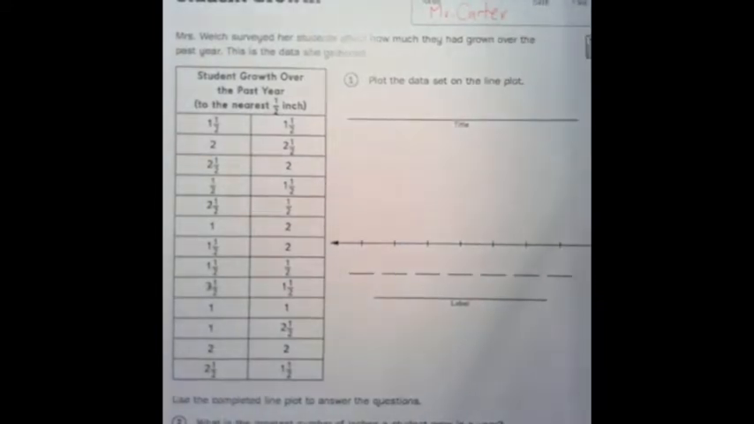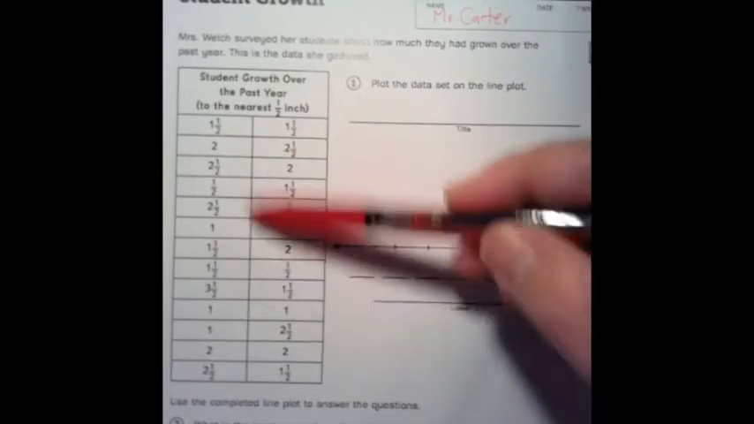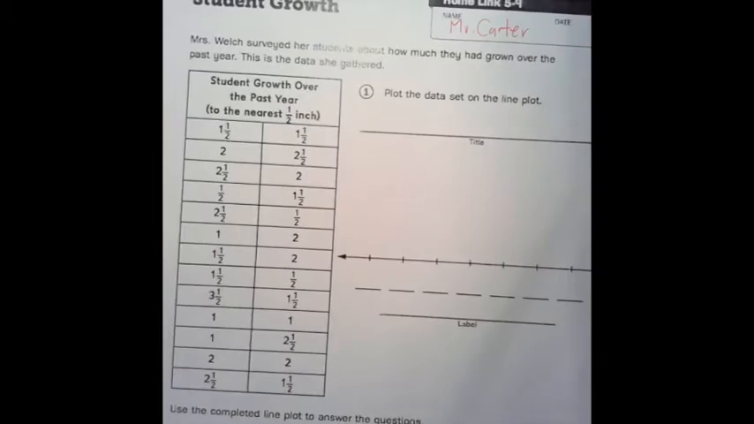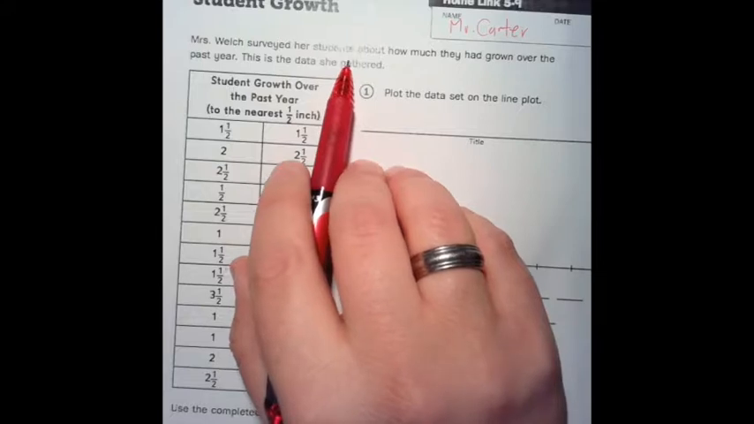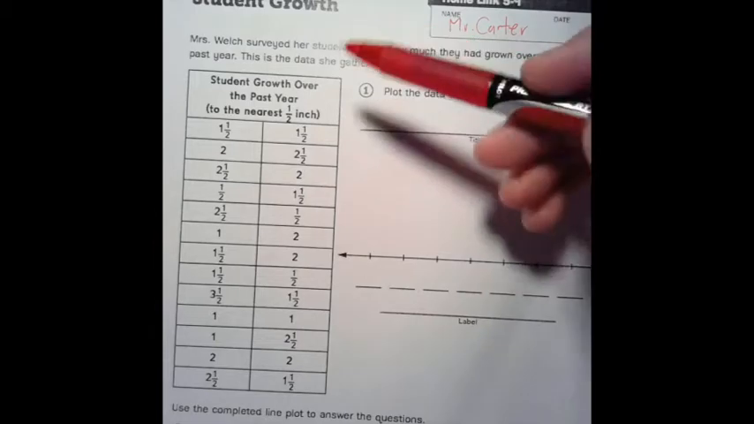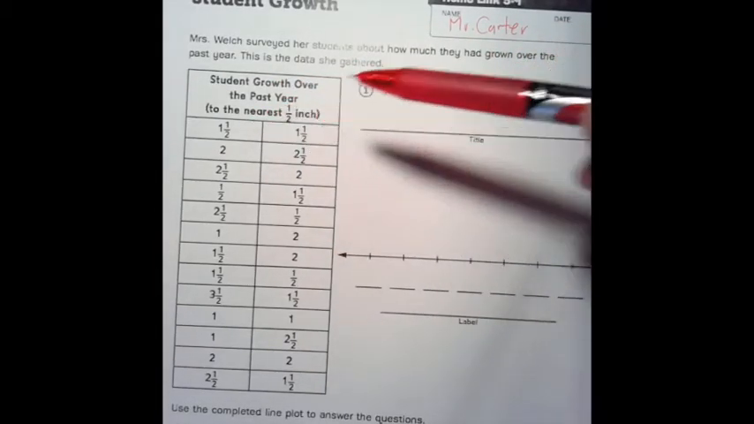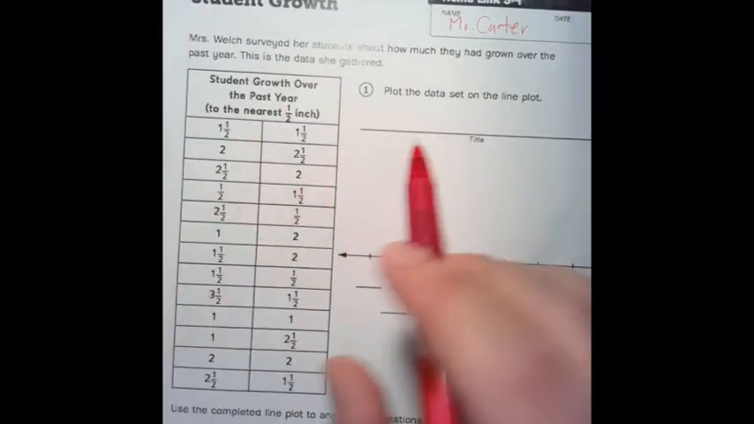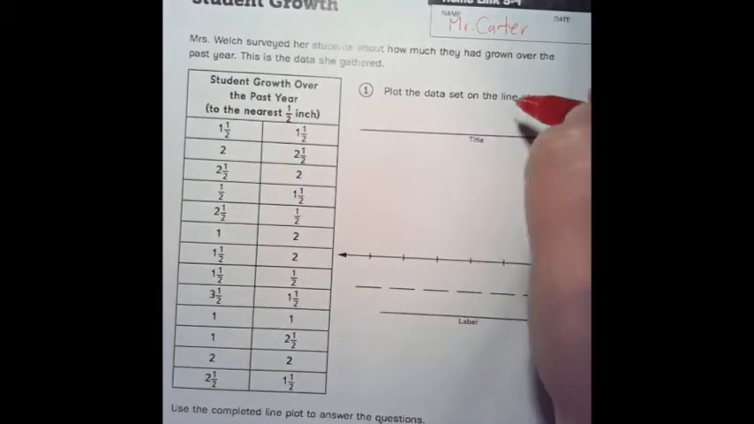And we'll begin. So we're going to make a line plot today with this data we used in the chart over here. So let's go through that. Mrs. Welsh surveyed her students about how much they had grown over the past year, and this is the data they've gathered. Our table here shows student growth over the past year to the nearest half an inch. We have all this information here, again 1.5, and we'll go through all that. Let's start with number 1. Plot the data set on the line plot.